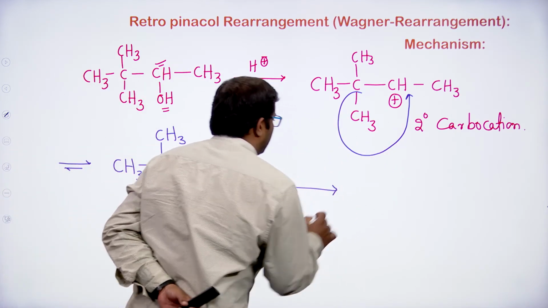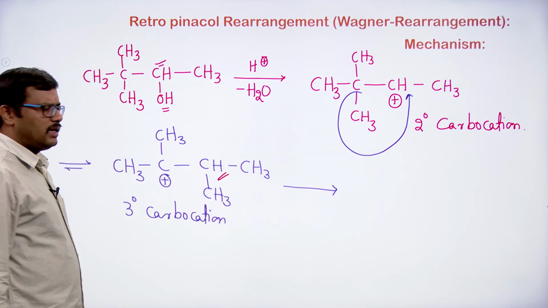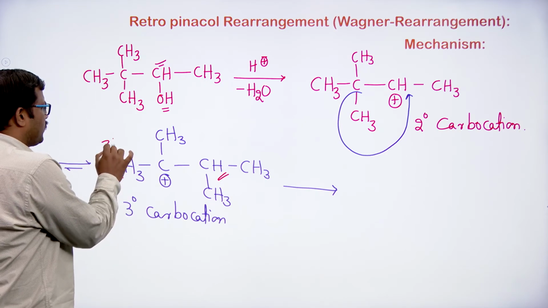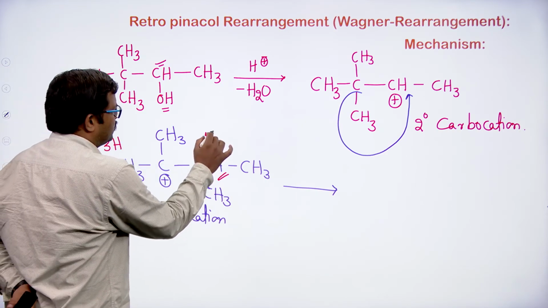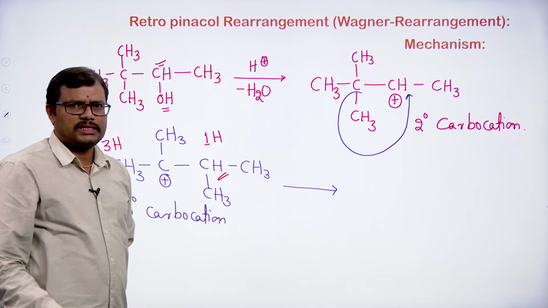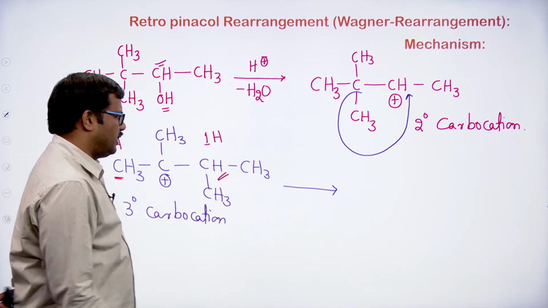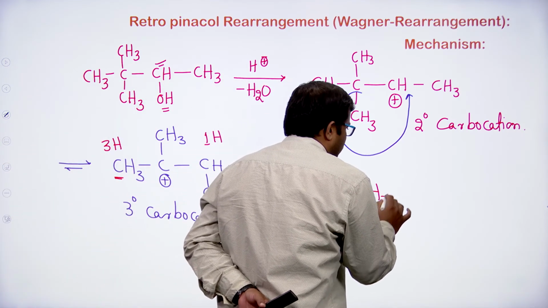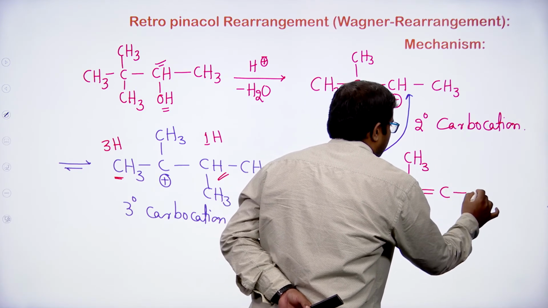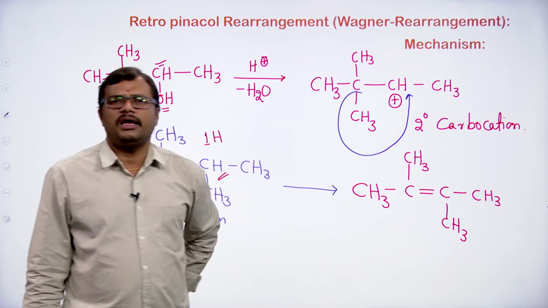Now it can easily undergo loss of the hydrogen present here. The hydrogen present here can be easily lost, because if we observe the carbocation, on this side we have a carbon with 3 hydrogens, and on this side we have a carbon with only 1 hydrogen. According to Saytzeff's rule, the hydrogen on the carbon atom having the fewest hydrogen atoms should be eliminated. If this is eliminated, we get the major product as CH3, C double bond C, CH3, CH3.